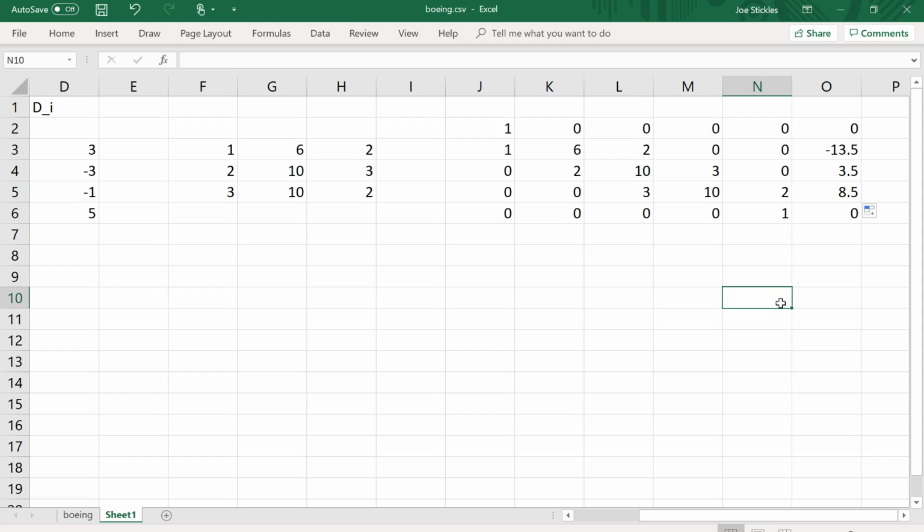So now we've set up, if you're doing the language of linear algebra, an augmented matrix, right? 5 equations, 5 unknowns, augmented with a constant column, right? So to solve this system, I want to do row reduction.